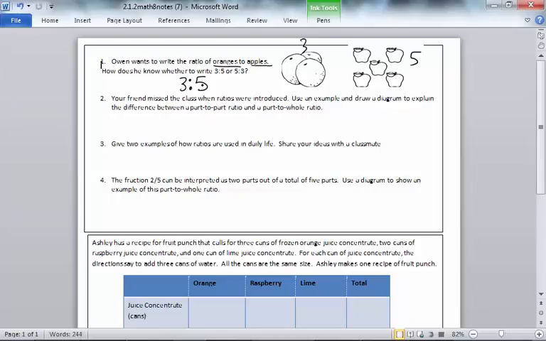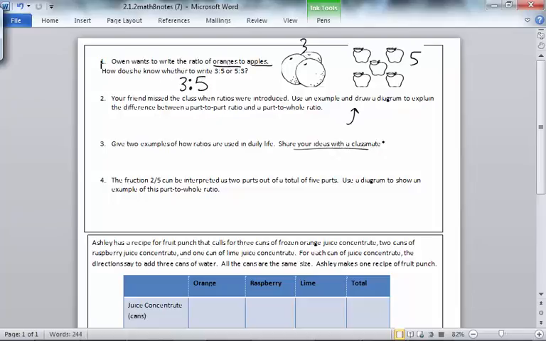Now the next question says, your friend missed the class where ratios were introduced. Use an example and draw a diagram displaying the difference of a part to part and a part to whole. So why don't you talk about the fruit and the apples and the oranges for that one. Question 3: 2 examples of how ratios are used in daily life, right? And then we'll share some ideas together next day.